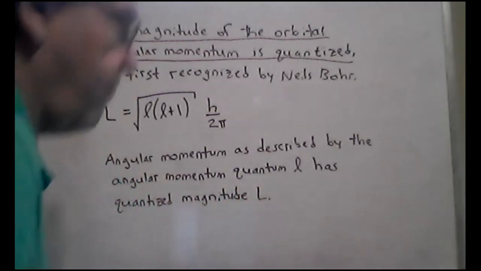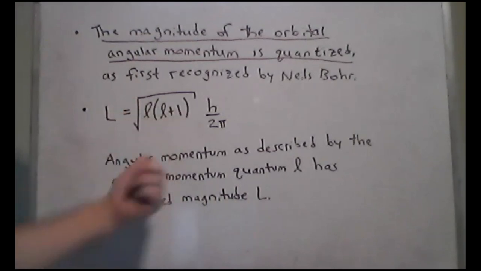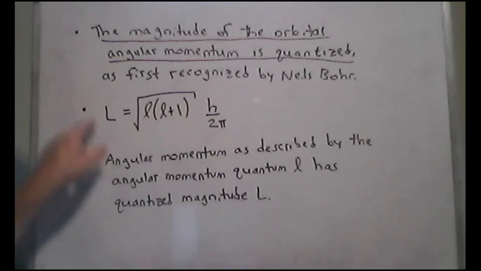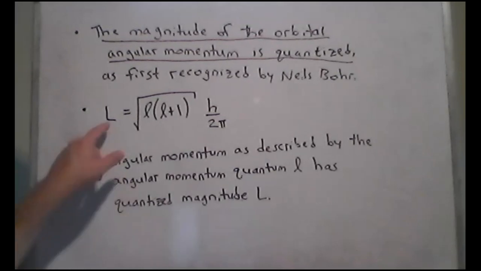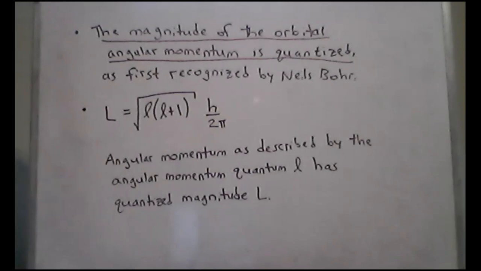So if I know the electron is in an l equals 1 state, for instance, I can say 1 times the quantity 1 plus 1, or 1 times 2, the square root of that times Planck's constant divided by 2 pi, and I know the magnitude of the orbital angular momentum of the electron. The orbital angular momentum is quantized. It can only take on values given by this equation. Only certain allowed values.